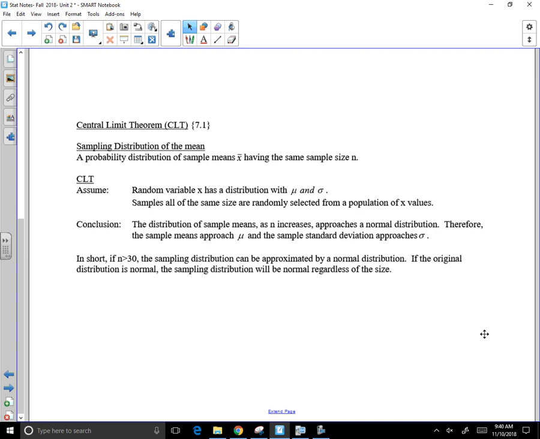Samples, all of the same size, are randomly selected from the population of x values. Right? So now it's starting to get weird. The distribution of sample means as n increases approaches a normal distribution. Therefore, the sample means approach mu, and the sample standard deviation approaches sigma. That's like the WTF part of it. All right. So we'll flesh that out on the next page. And then in short, you could read the in short part, but the in short doesn't make it any better.